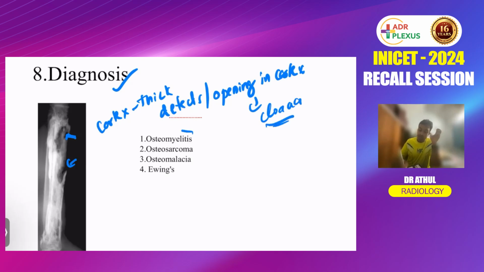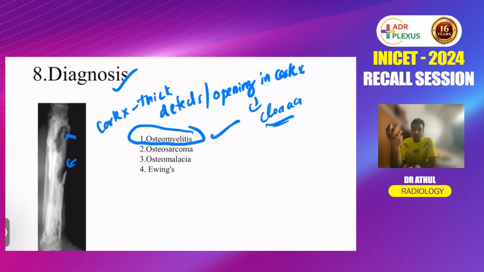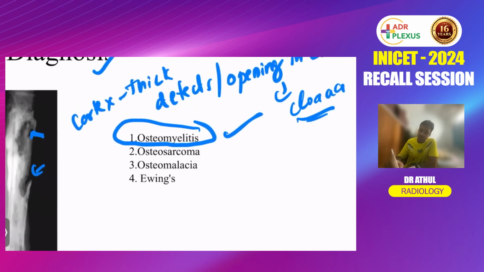And if it is cloaca, then definitely there is nothing else. This is chronic osteomyelitis. So from the recall, I understood that the given image had a thick cortex with some openings in the cortex. If you are seeing a thick cortex with some opening in the cortex, then it is cloaca. What happens in osteosarcoma? In osteosarcoma, you will be able to see a sunray-like periosteal reaction.